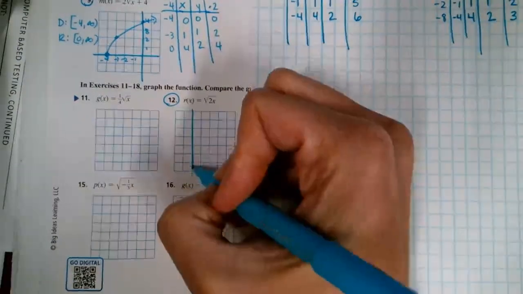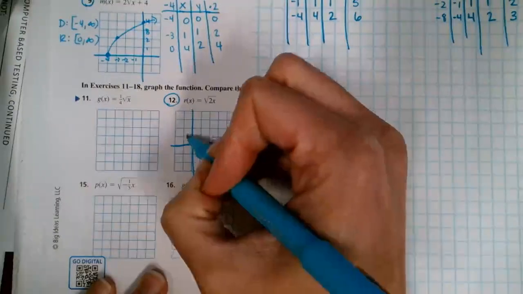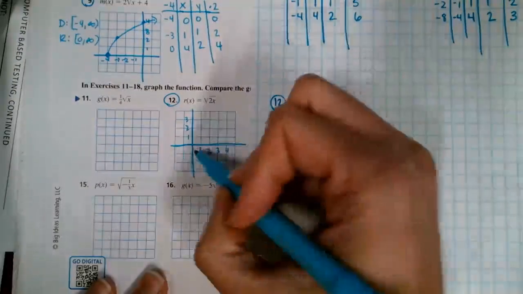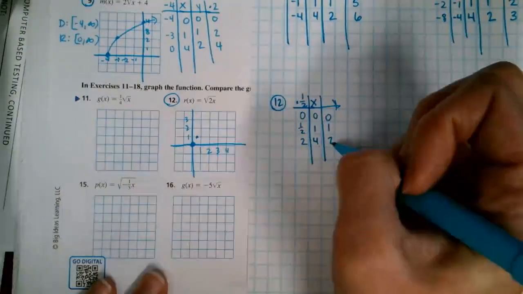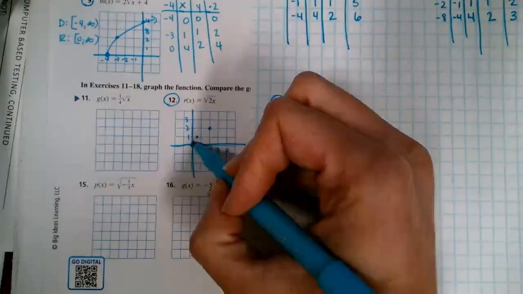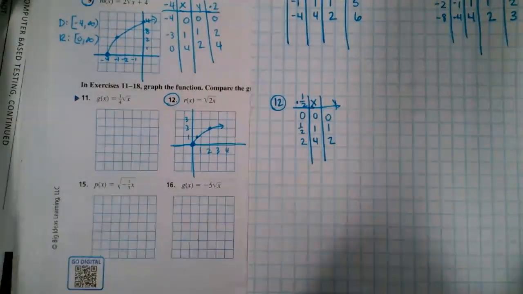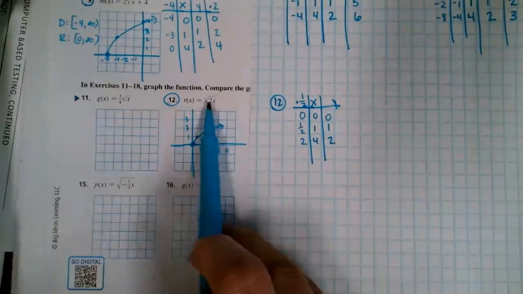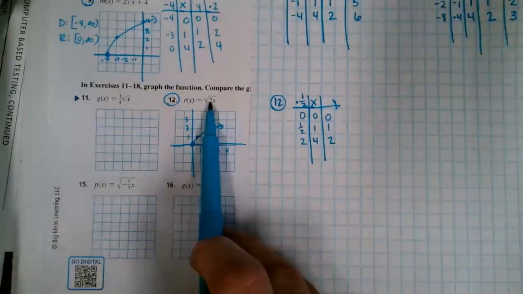So 1, 2, 3, 4, 1, 2, 3. We have (0, 0), (1/2, 1), and (2, 2). So it looks like this. This is called a horizontal shrink. Remember, when it's on the inside, it's going to be horizontal, and it's the opposite of what you think. Like, you would think that would stretch it, but it's a shrink.